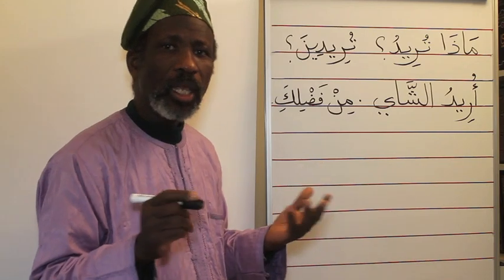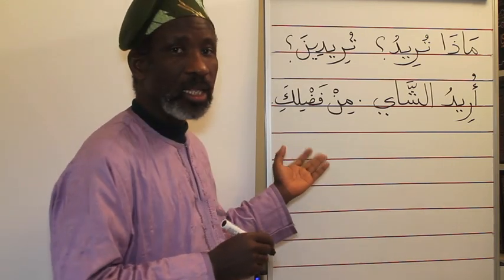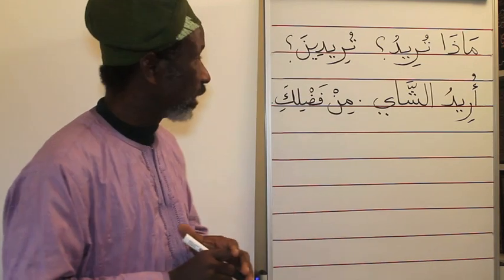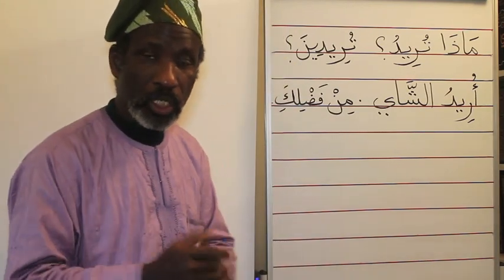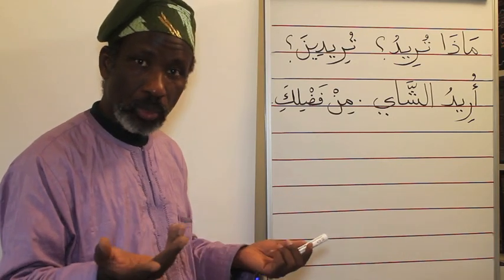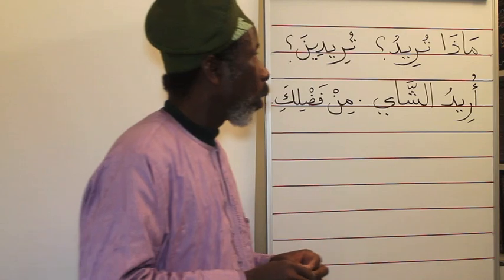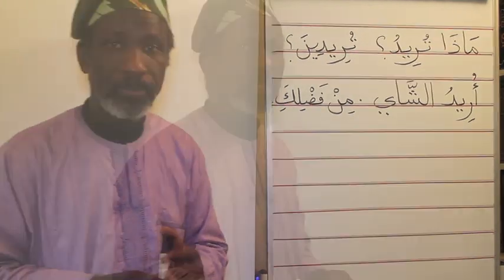Shukran. Thank you. Uridu shai min fadlik. Yes, please. I need tea. I would like to have the tea, please. I would like to have tea or coffee or al-ma, water, or al-asir, juice, asir portugal, for instance. Well done. Right, let's move on. The next stage.